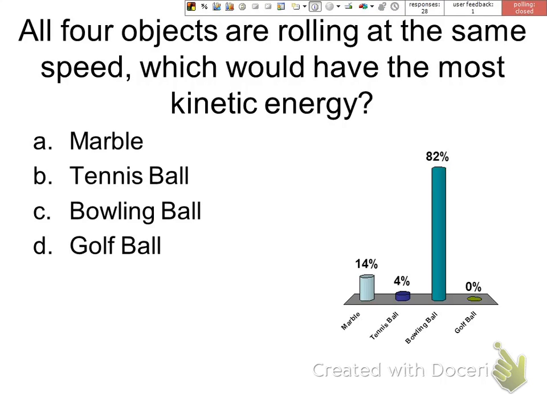All right, good. 82% of you said bowling ball. Bowling ball is correct. For the 18% that thought marble and tennis ball, somebody explain to us why bowling ball is the correct answer. Alex L., go ahead and explain it to us. Okay, the bowling ball has the most mass out of those. All right, next one.